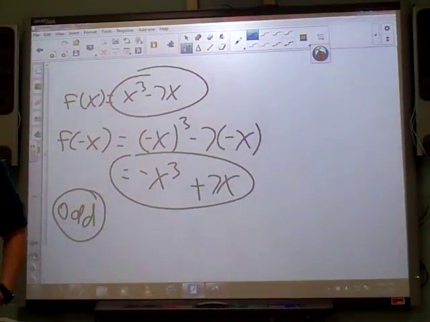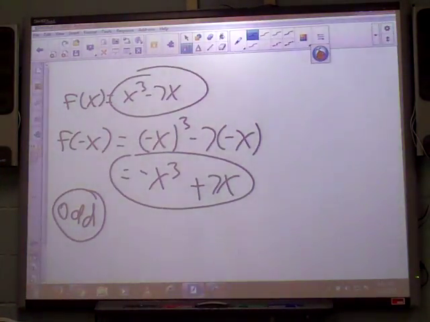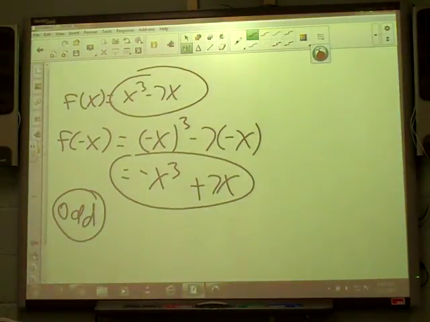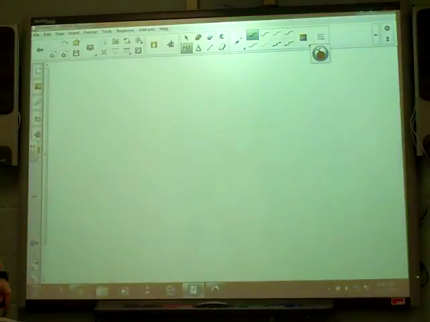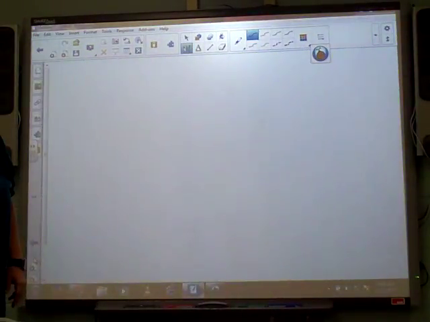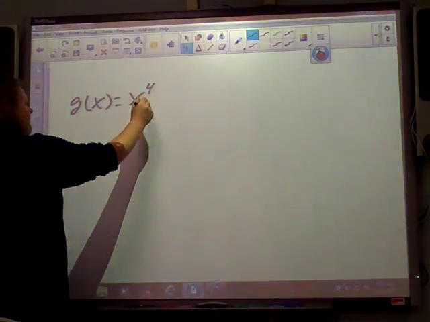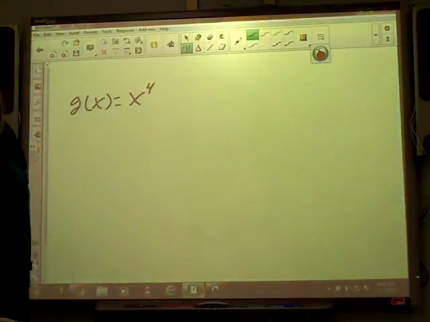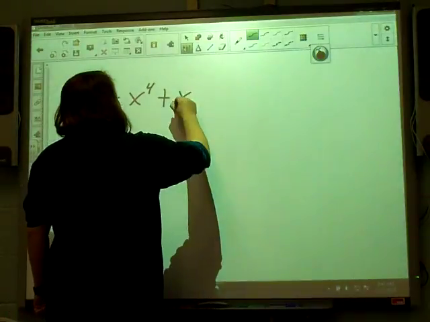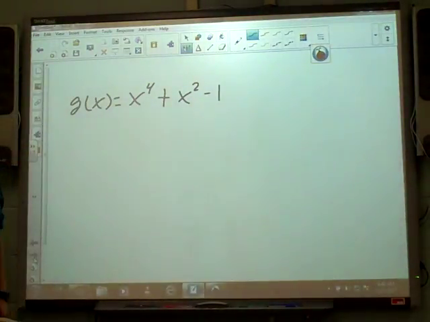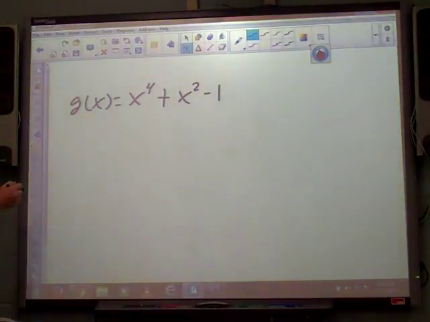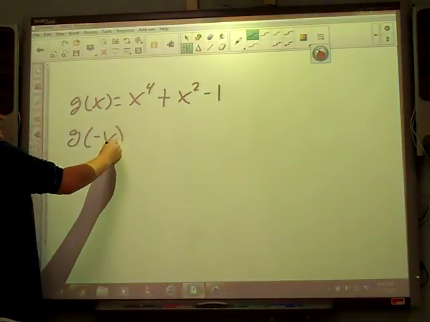Okay, let's try a couple more of those. Alright, this one says g of x is equal to x to the fourth plus x squared minus 1. Directions say tell whether the function is even, odd, or neither. So we're going to do the same thing.